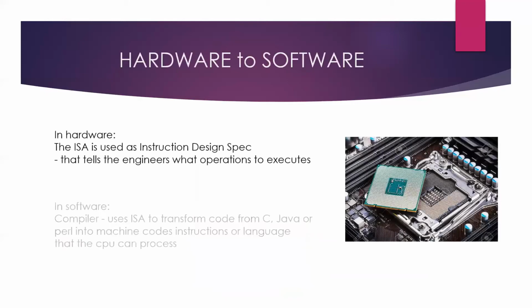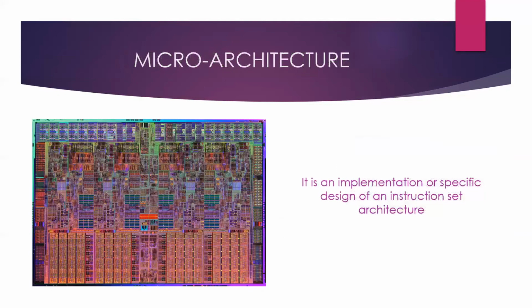So what is happening in the hardware and software aspects of the CPU? At the hardware level, the ISA is used as an instruction design spec that tells the engineers what operations to execute. While at the software level, the compiler uses the ISA to transform code from C, Java, or Perl into machine code instructions, or language that the CPU can process. We have here the microarchitecture. It is an implementation or specific design of an instruction set architecture.